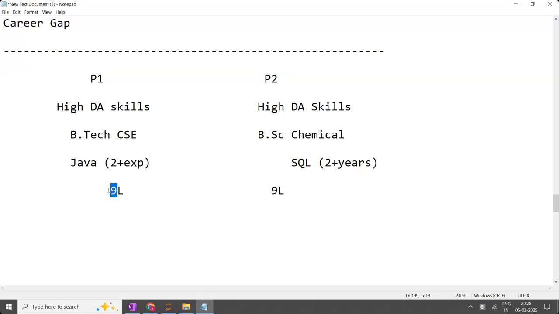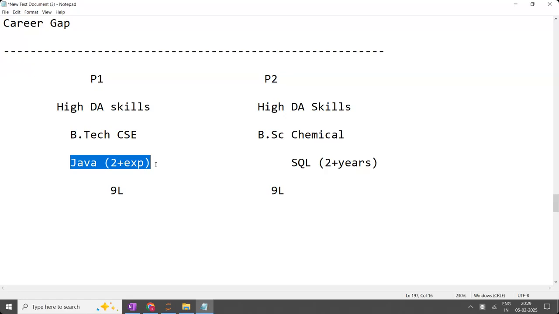Any person shifting from one domain to a non-relevant domain has to do this. This person has Java experience now. From Java to anything, not only data analyst. He may want to become an AI engineer, a data scientist, or some kind of SAP developer. Anything other than what is relevant to him. Once he is coming out, he has to expect less salary. That is the only solution.